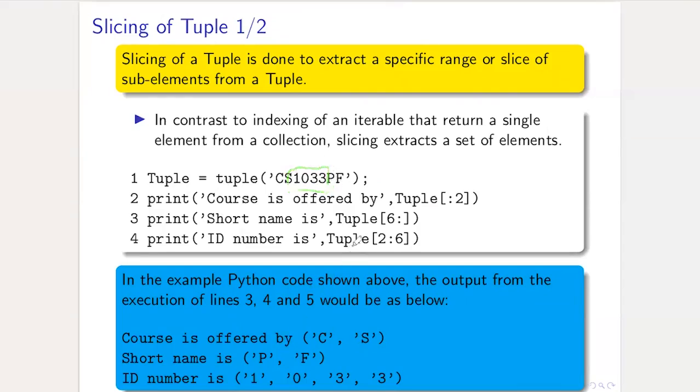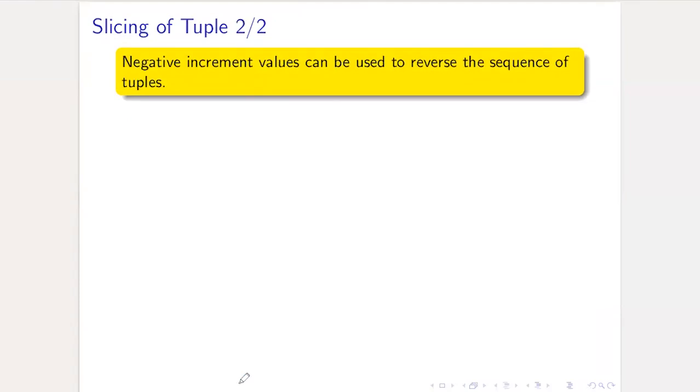So the starting address would be 2, because we start with address location 0. So I'm asking for the ID number to be taken from 2, 3, 4, 5, up to 6, not including 6. So that gives the code. You can see the slicing is very convenient. If you have a tuple, you can slice it into different parts and use it for whatever purpose you want to use it for.